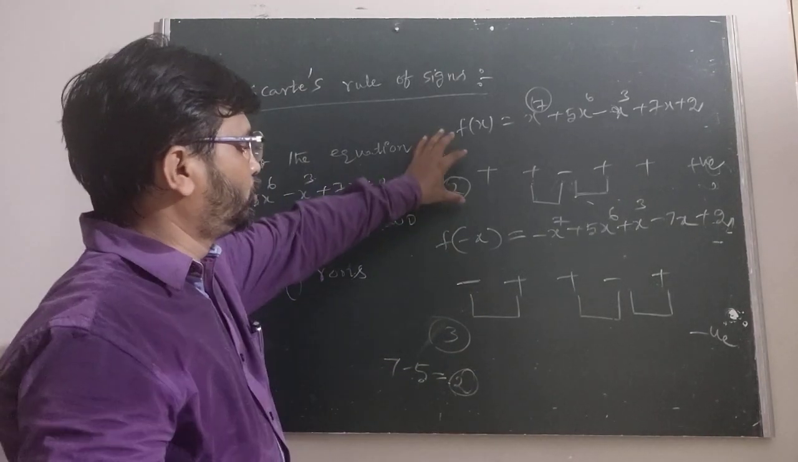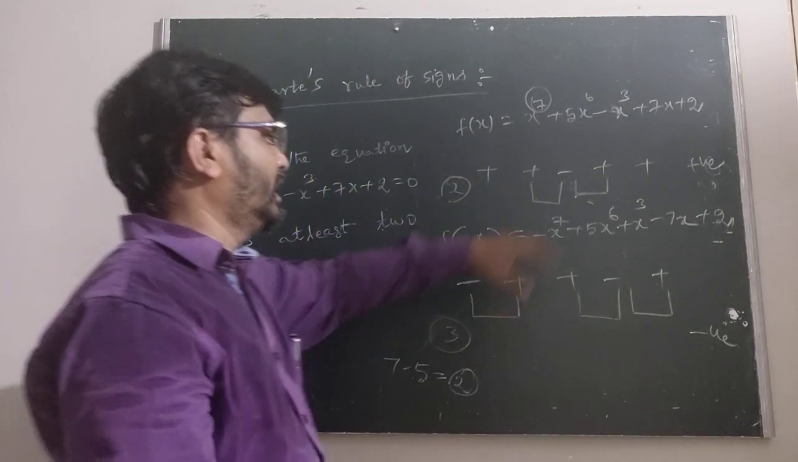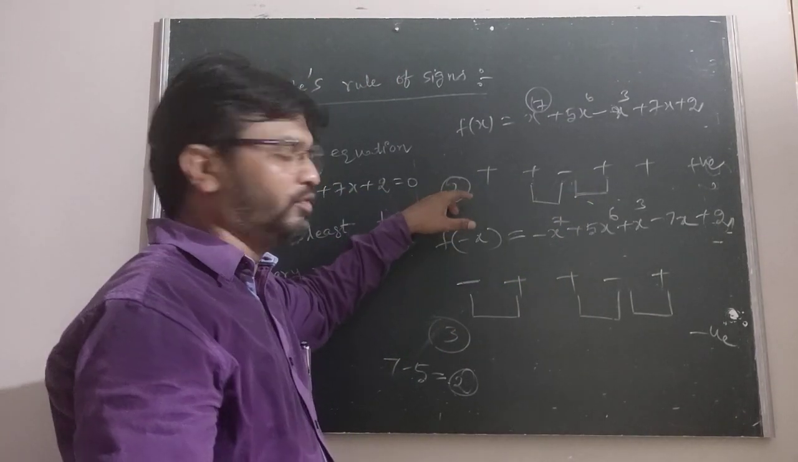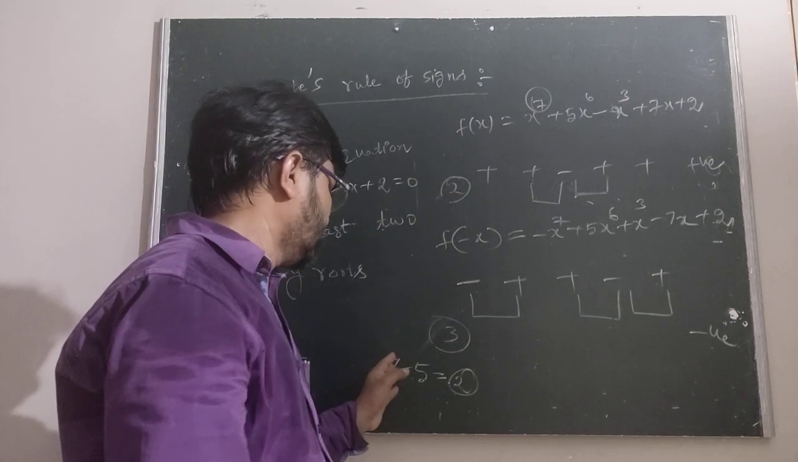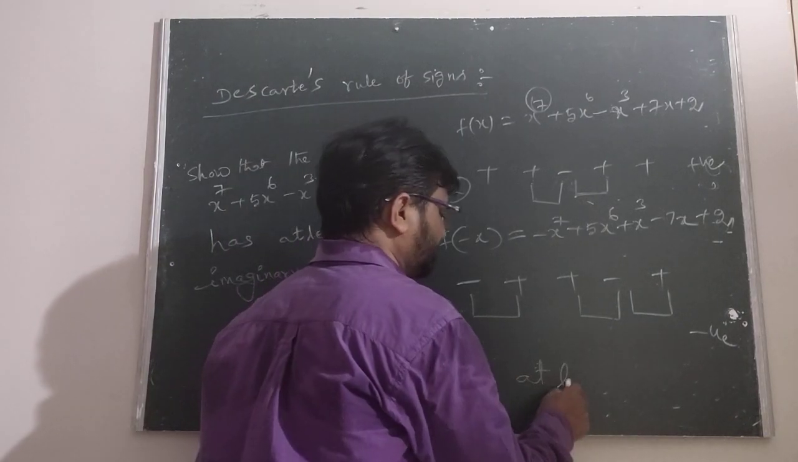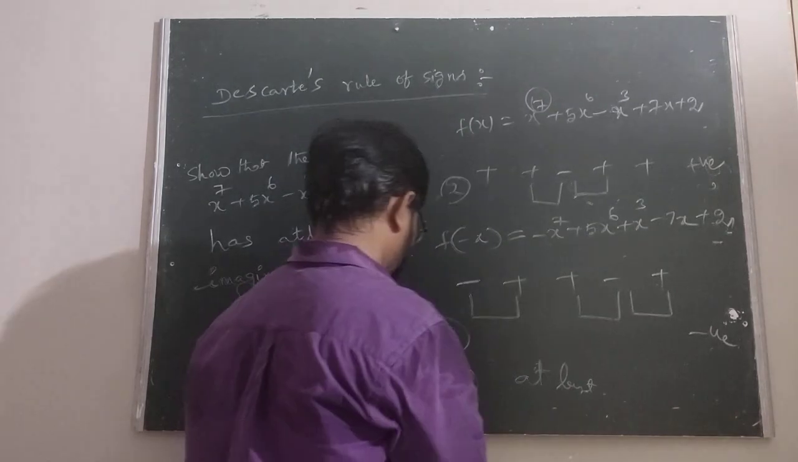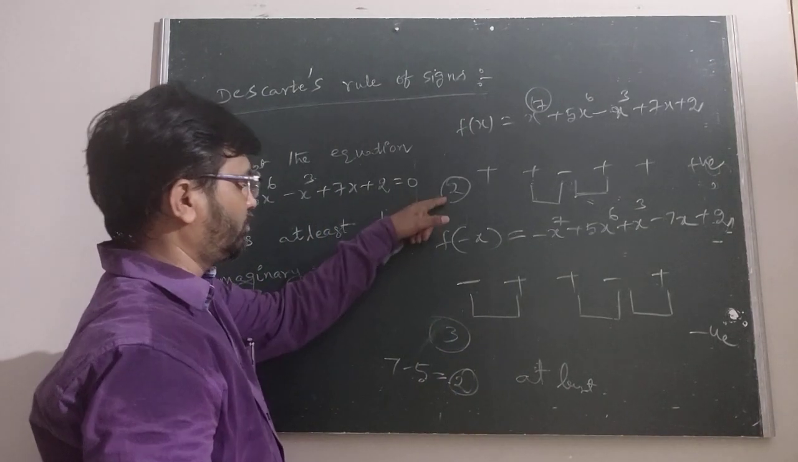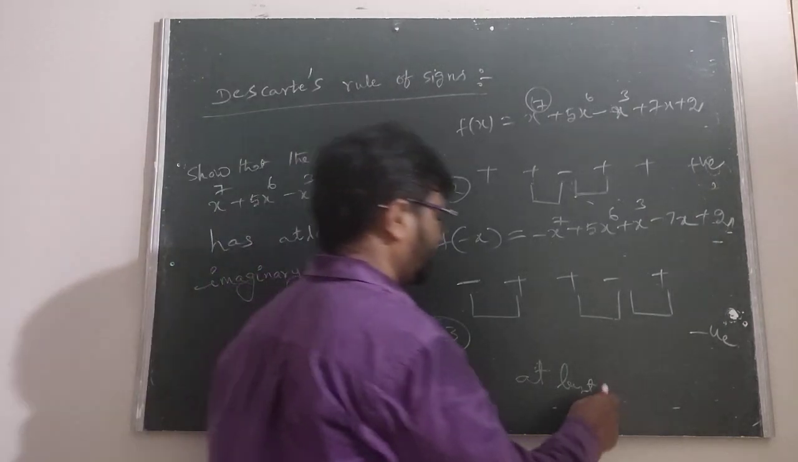Why? Because of the least. Suppose it has only one root, then you can write 1 plus 3 is 4. That is 7 minus 4, which is 3. That means at least 3. So please concentrate here. Suppose it is 1, this is 1 plus 3 is 4, and 7 minus 4 is 3.